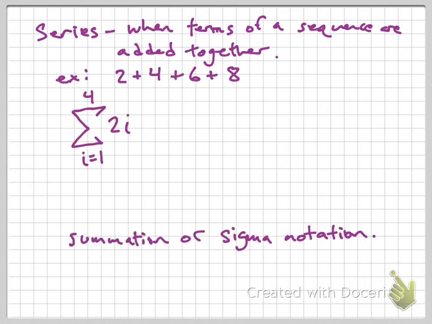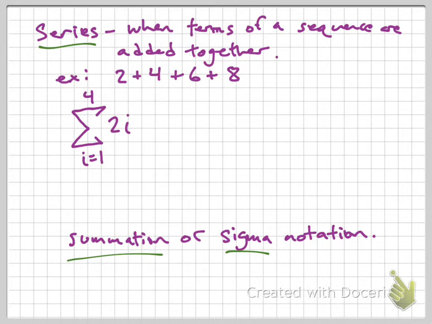A series is simply when the terms of a sequence are added together. So for instance, if instead of just having 2, 4, 6, 8, I had 2 plus 4 plus 6 plus 8, this is a finite series because they're being added and it ends at 8. And what we're going to have is this new notation, which we could call summation or sigma notation, because it allows us to write when we're adding up multiple terms in a series, like we do with series.